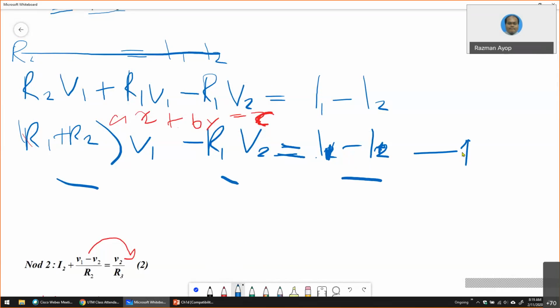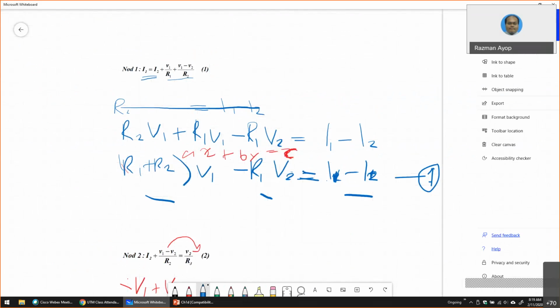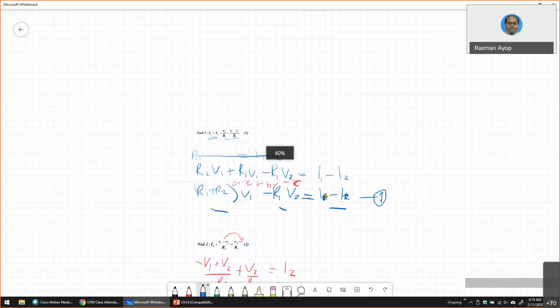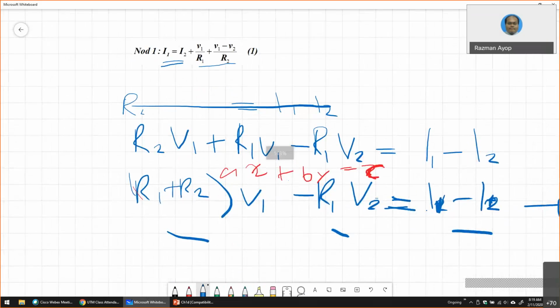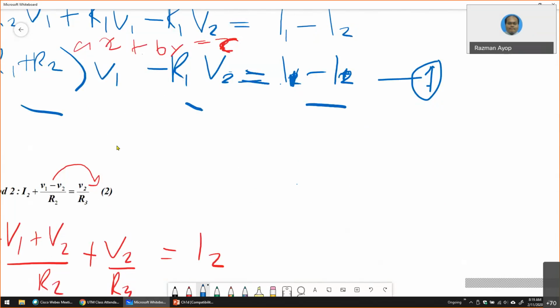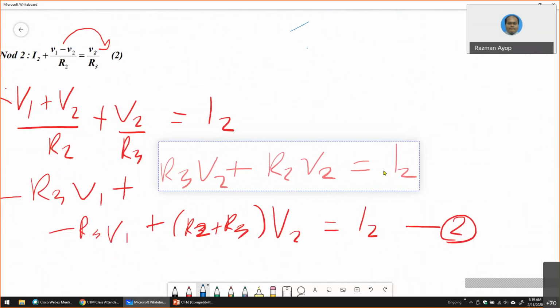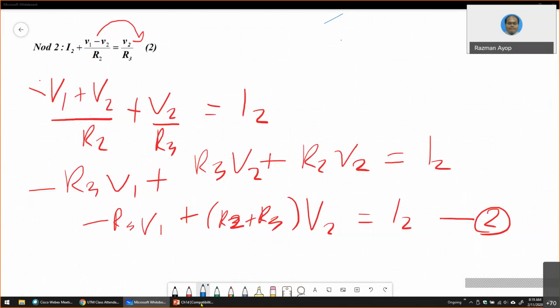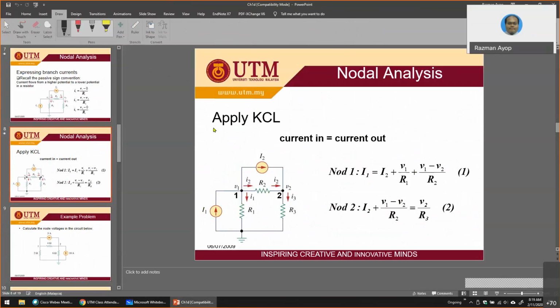Okay, this is the first simultaneous equation. So after you get these two simultaneous equations, you can solve this nodal analysis using your calculator. Then you get the node voltage.